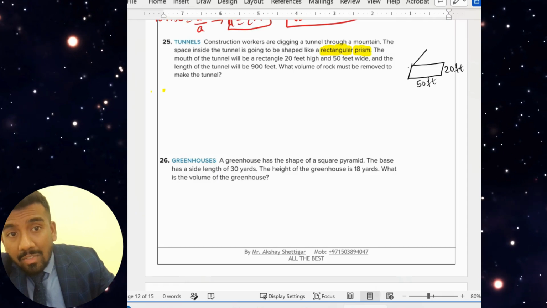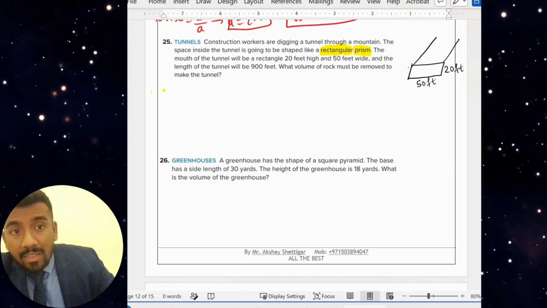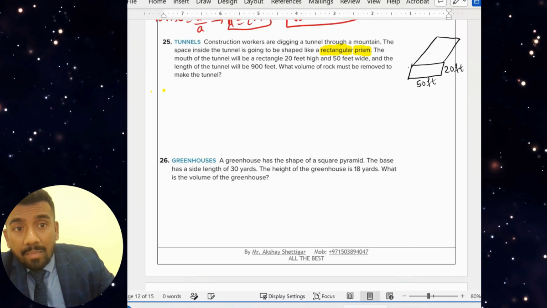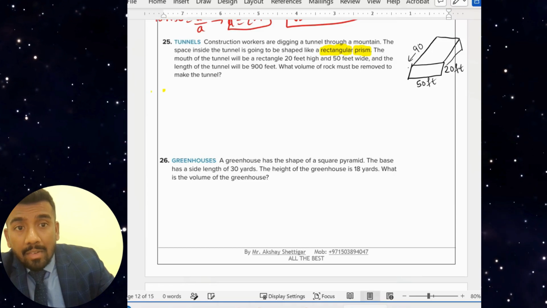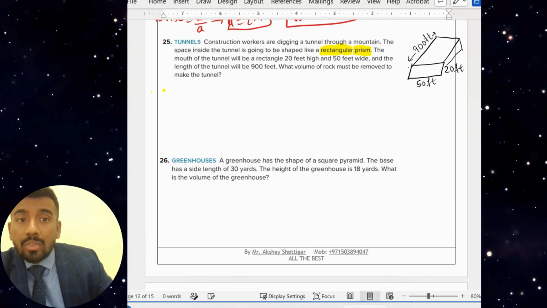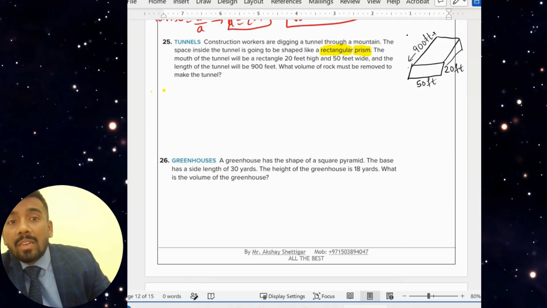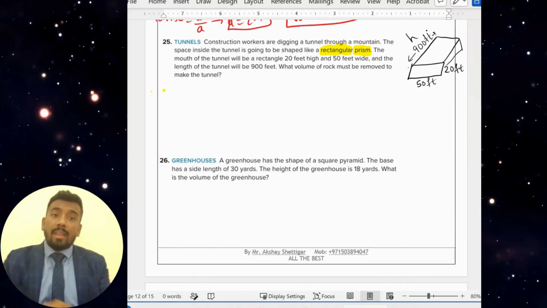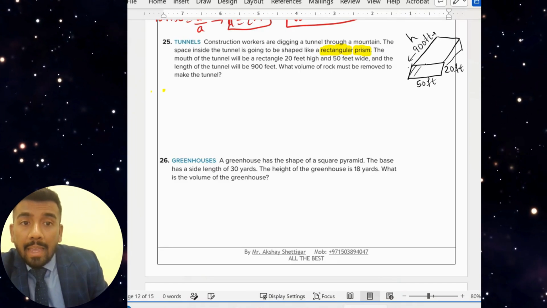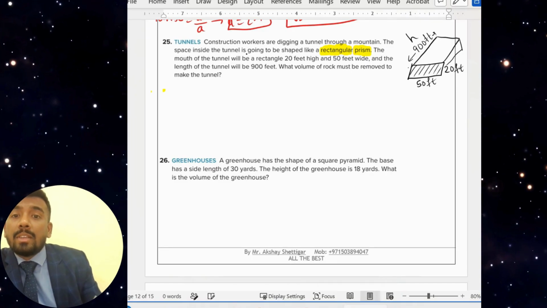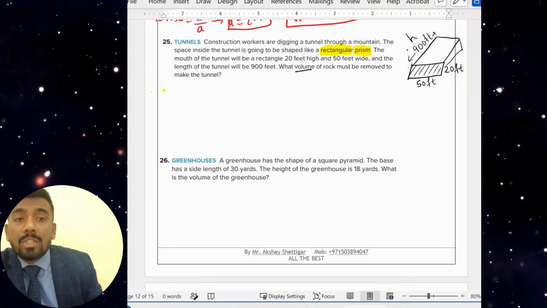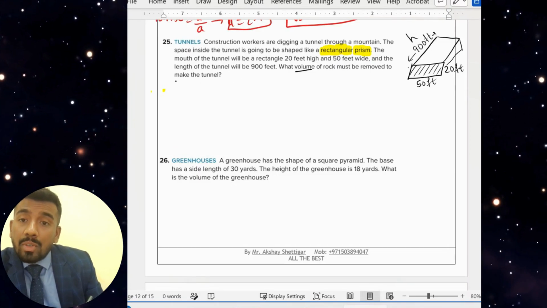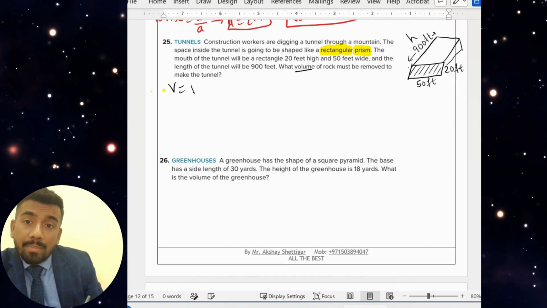So you see, the tunnel will go inside like this. How much will be the length? This will become 900. Understood? So this 900 will give you the height, and this becomes your base. What we need to find is the volume of rock that must be moved to make the tunnel. So what's the volume? As you know, it's a prism. What's the volume for the prism?